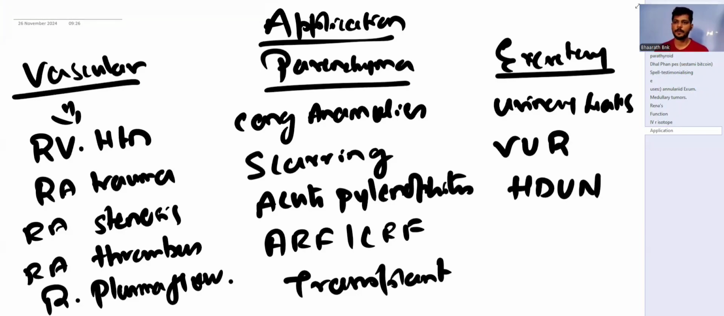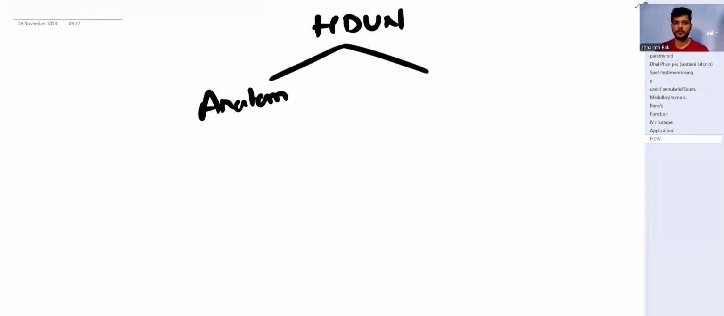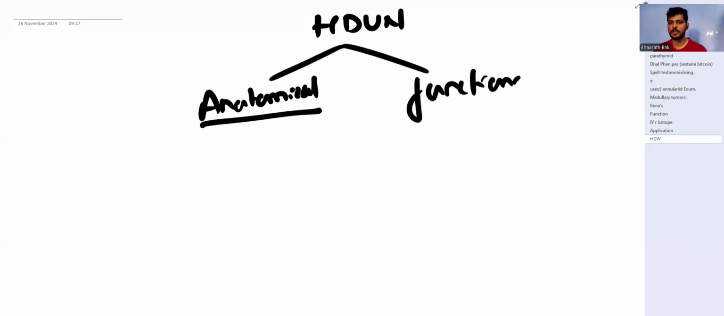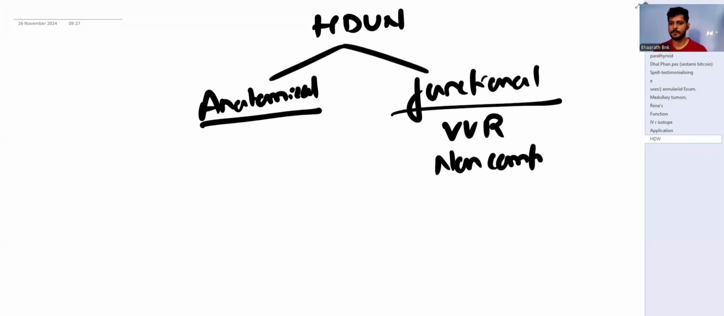hydroureteronephrosis. This hydroureteronephrosis can be because of an anatomical obstruction, where there is some obstruction, the urine is not being passed, and that produces hydroureteronephrosis. Or it can be functional. Functional can be where there is no anatomical obstruction, but there is vesicoureteric reflux, or there is a non-compliant bladder.